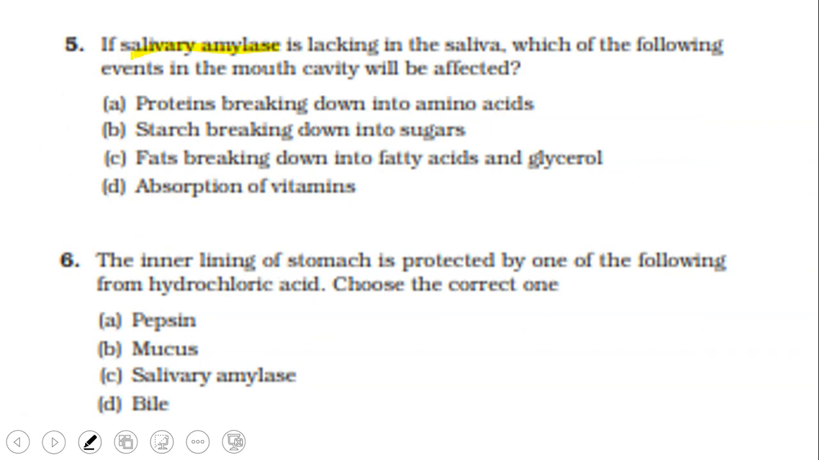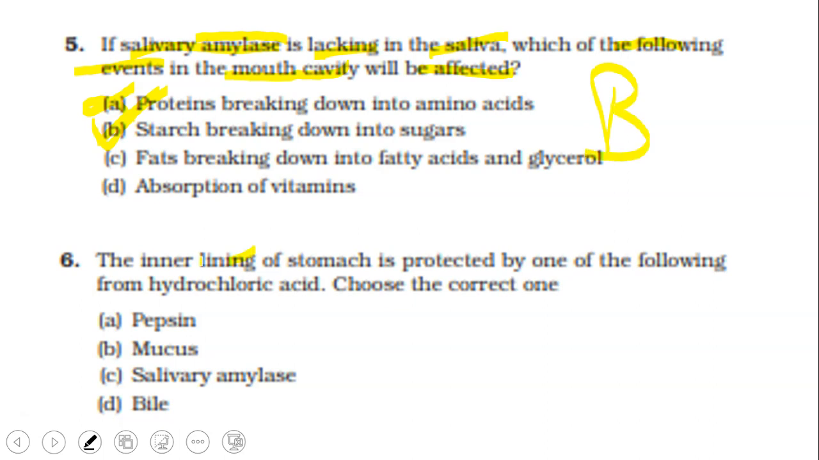Moving on to the fifth question. If salivary amylase is lacking in the saliva, which of the following events in the mouth cavity will be affected? So to attempt this question, we have to know two things. What is amylase and what does it do? Well, amylase is a type of enzyme present in salivary glands, and what it does is it breaks down starch into simple sugar. So it can't be A, because as I just mentioned, it's not proteins, and it's B, because starch is broken down into sugar. That's what the salivary amylase does, and if it's not present, then this event will be the one that's being affected. So the option is B for question number 5.